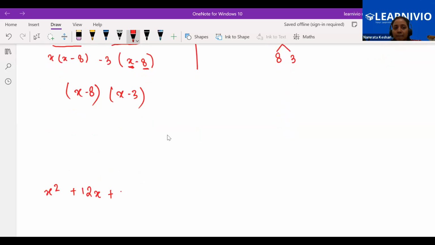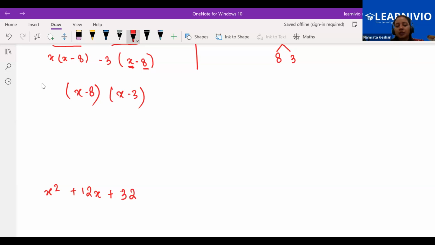X square plus 12x plus 3x. Yes, Ayan, 3x. Okay. Yes, ma'am. So was it only 12 or 12x? 12x. Yes, Farhan, what was the polynomial? Can you tell me? Ma'am, the polynomial was x square plus 12x plus 32. 32, Ayan. It was not 3x, it was 32.